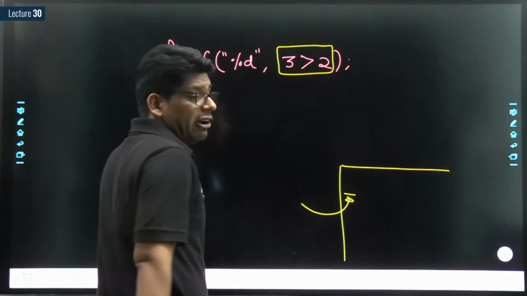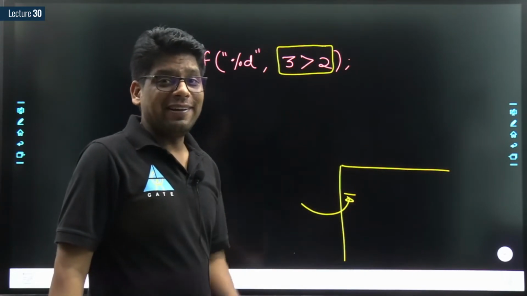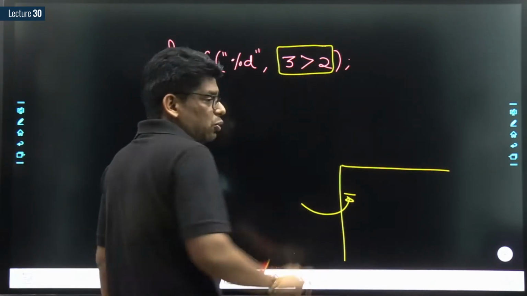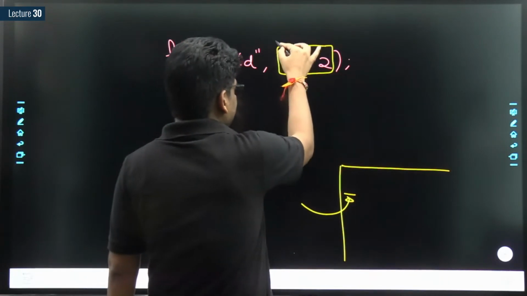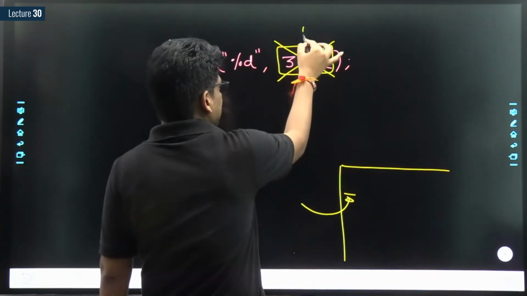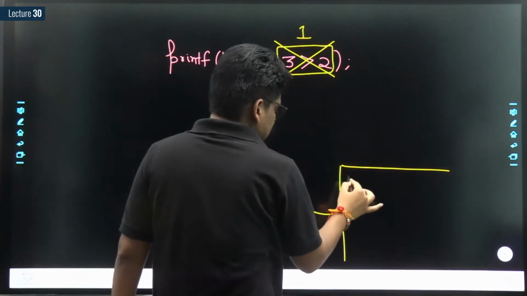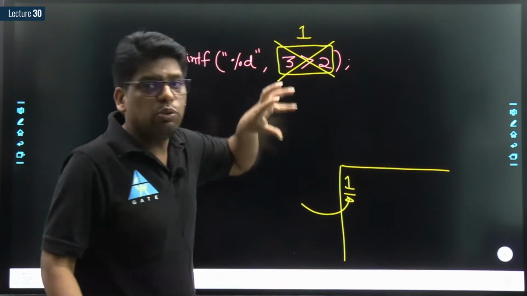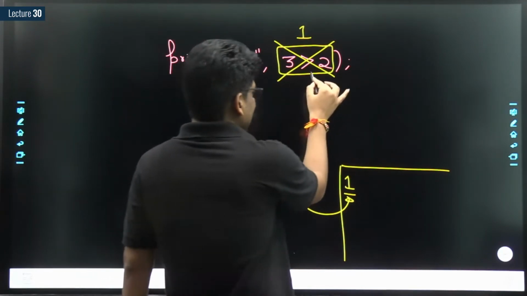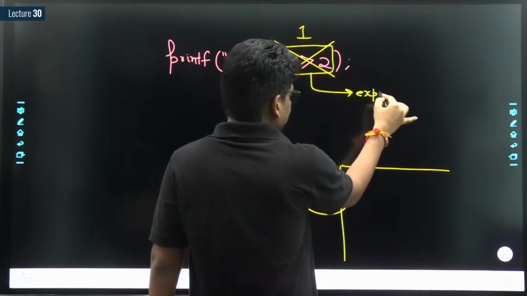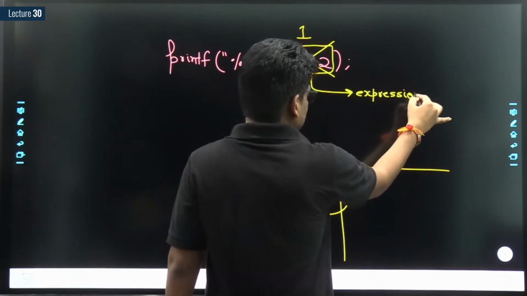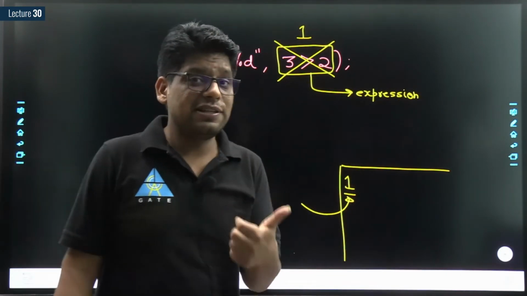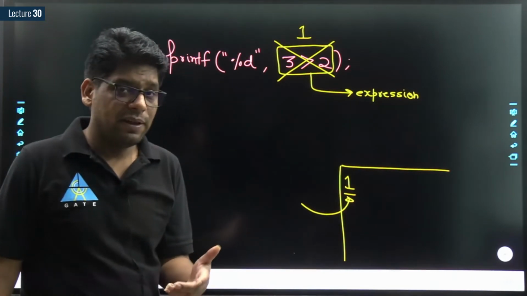See, what is after the comma? Sir, after the comma, we have a relational operator. Sir, what is the result of the relational operator? Let's see. Sir, is it true that 3 is greater than 2? Yes, sir, it is true. That is why, what is the value of this expression? What is the result of this expression? Sir, 1. Try to understand. Basically, we are using the value associated with this particular expression. Can I say this is an expression? Yes, sir, of course. Always remember, every expression is a statement, but not every statement is an expression. Try to understand.